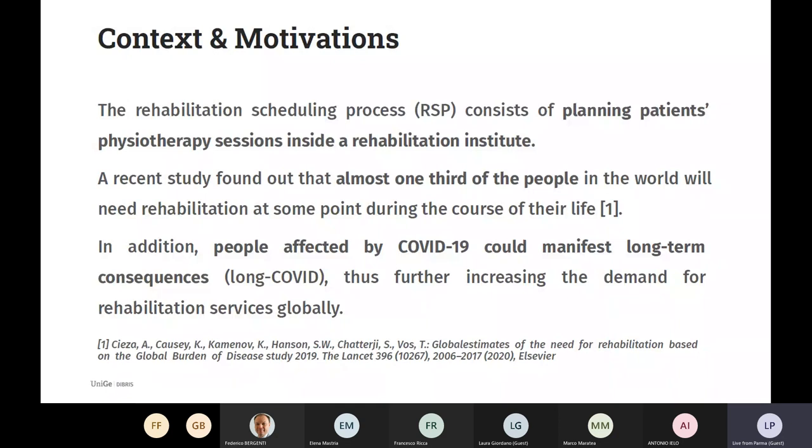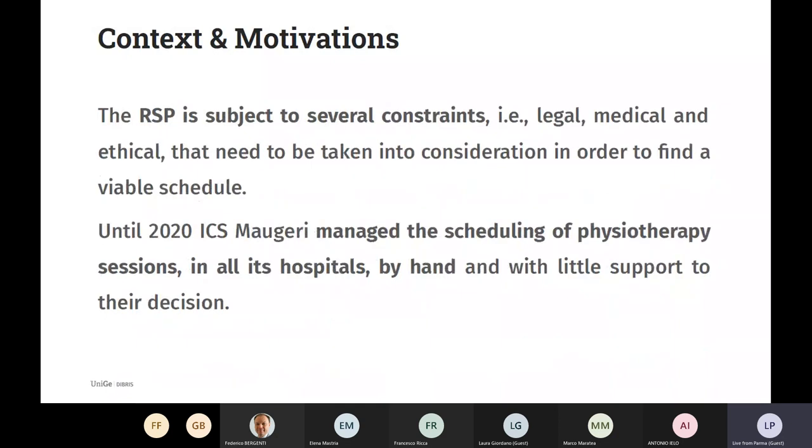So the RSCP is subject to a lot of constraints, both legal, because, for example, you have operators that have working hours that need to be respected, medical, because patients need to perform a certain amount of sessions inside the rehabilitation hospital, and ethical, because you need to put the needs of the patients first, right? So all these constraints have to be taken into consideration in order to find an available schedule. And until 2020, Maugeri managed to do this manually. They had a big board with post-its that moved around. And of course, you can see this is not quite scalable and cannot produce optimal solutions.